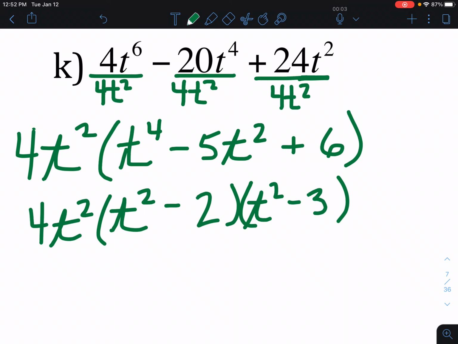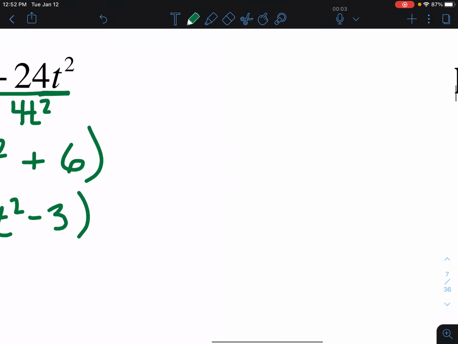Now, can I factor further? Nope. This guy is not a difference of squares, because there's no perfect square. So these are finished.